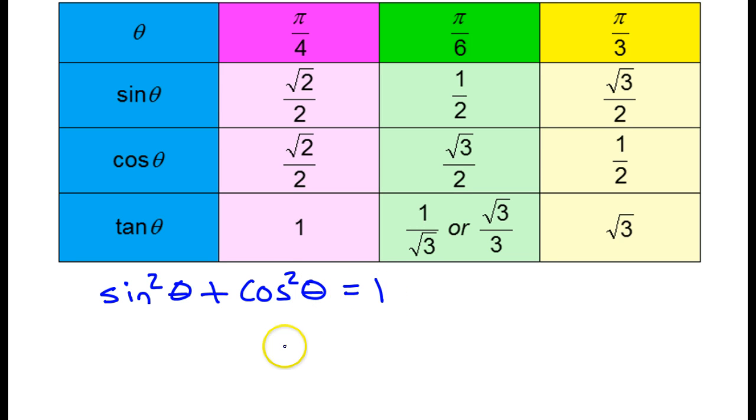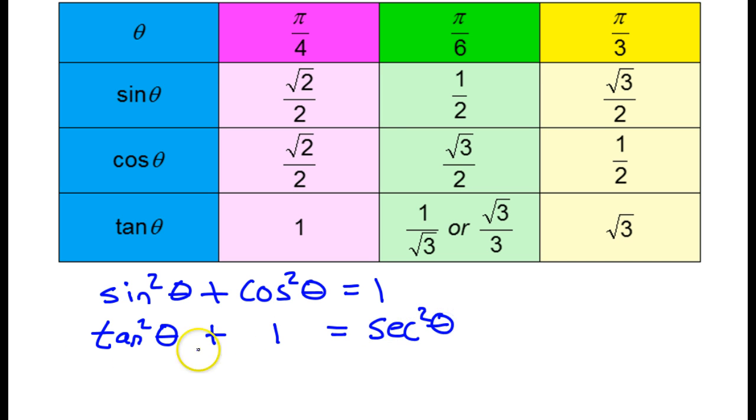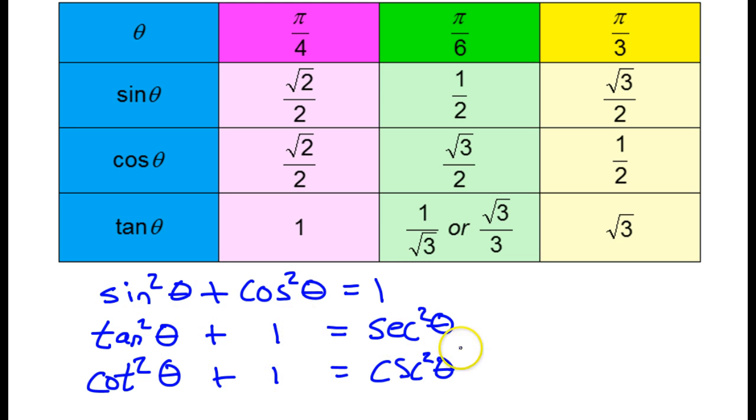That's the Pythagorean identity. This leads directly to the fact that tangent squared theta plus 1 is equal to secant squared theta, and cotangent squared theta plus 1 is equal to cosecant squared theta. So I'm going to assume you know these facts as well.